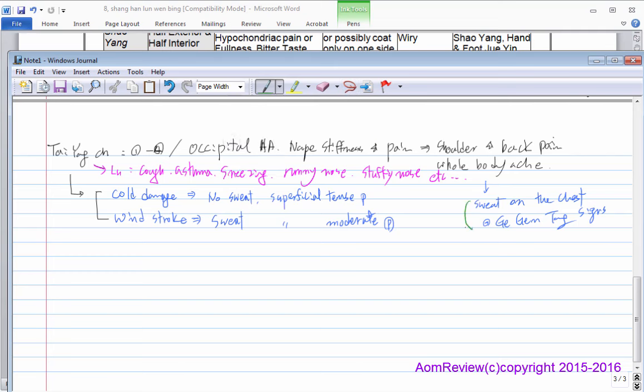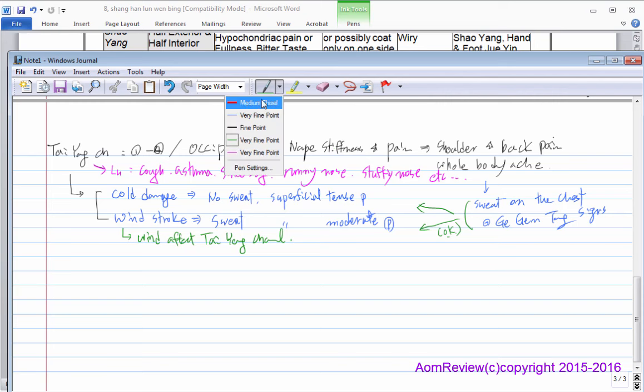What do you think of all these signs? That might be between number 1 and number 2, which one is the right answer? This usually has no sweat, but here there is a sweat, so that's why this is okay, right? So in this way, they like to use all the cold damage signs, and also there's a sweat in any part of the body that indicates the wind stroke, which means this can be explained this way: wind affects the taiyang channel. The previous one is cold affecting the taiyang channel. This is wind affecting the taiyang channel. It's quite often called the wind stroke, or this is quite often called the cold syndrome or cold damage. And also this is quite often explained this way: this is exterior excess.